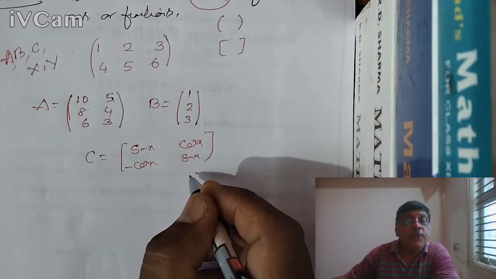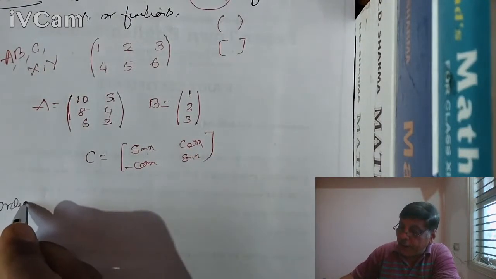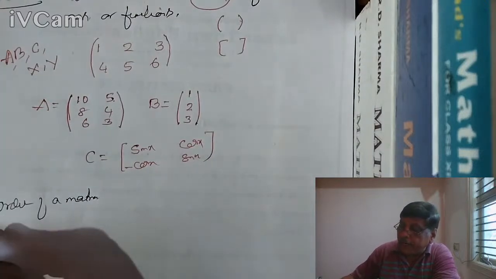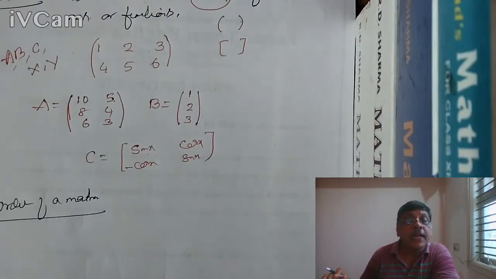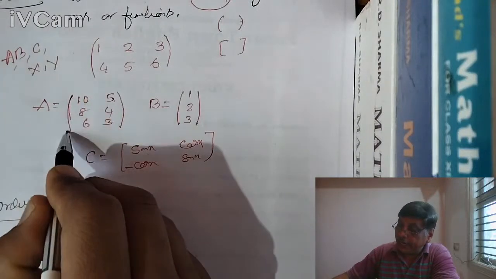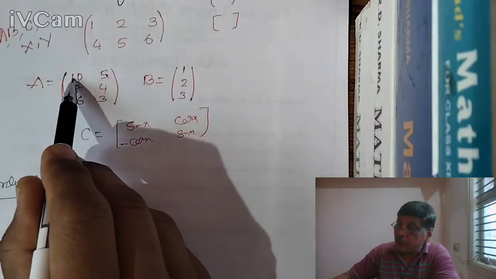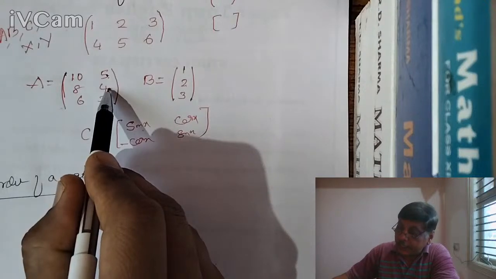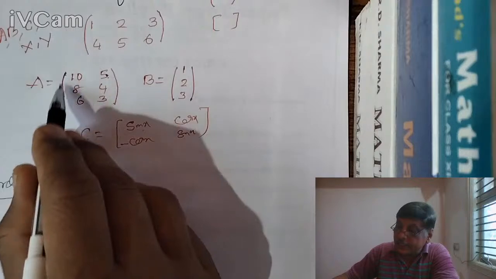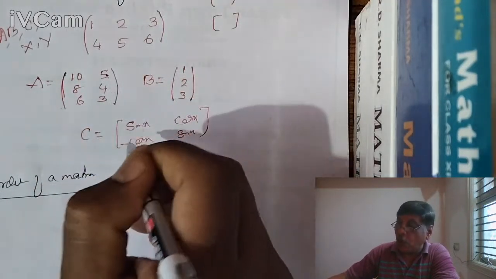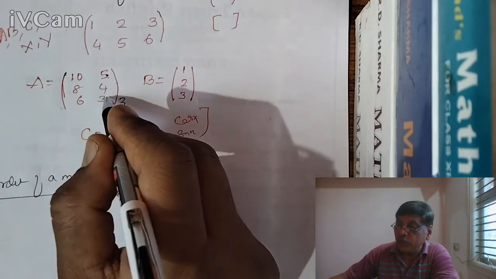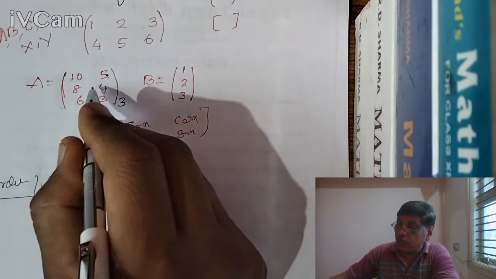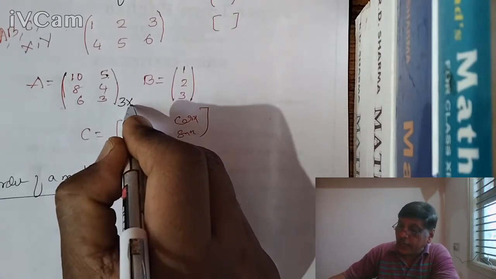Now let us discuss an important concept, that is order of a matrix. To define the order of a matrix, first we focus on the number of rows and the number of columns present in the matrix. For example, in the matrix A, how many rows are there? 10, 5 is row 1, 8, 4 is row 2, 6, 3 is row 3. This matrix has 3 rows, and how many columns? 10, 8, 6 is column 1, 5, 4, 3 is column 2. So the order of matrix A is 3 by 2.